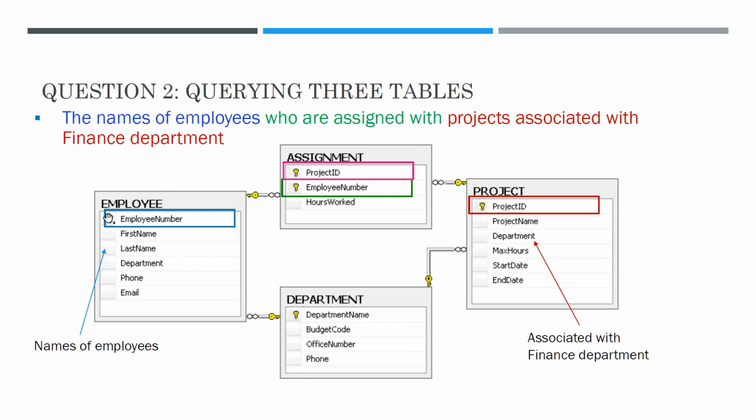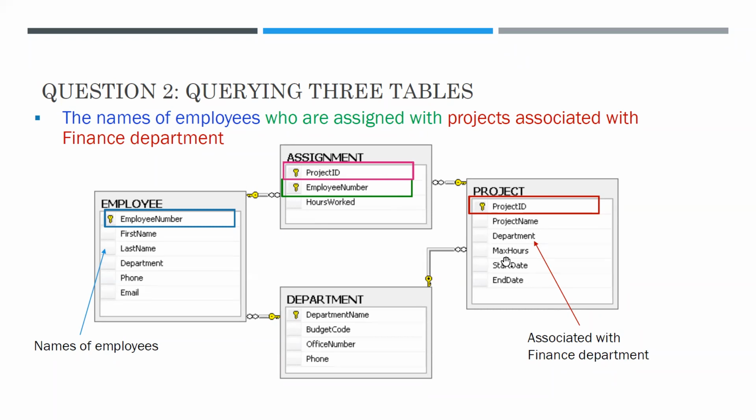Names of employees, I already gave you all information from this. It's coming from the employee table. Who are assigned with projects. So with projects, there are 2 tables there. Project assignment has project ID, project has project ID. Okay, but then you also need those projects associated with finance department. Which of the assignment and project table has finance as department? That's the project table. And that's why I put an arrow here, associated with finance department.